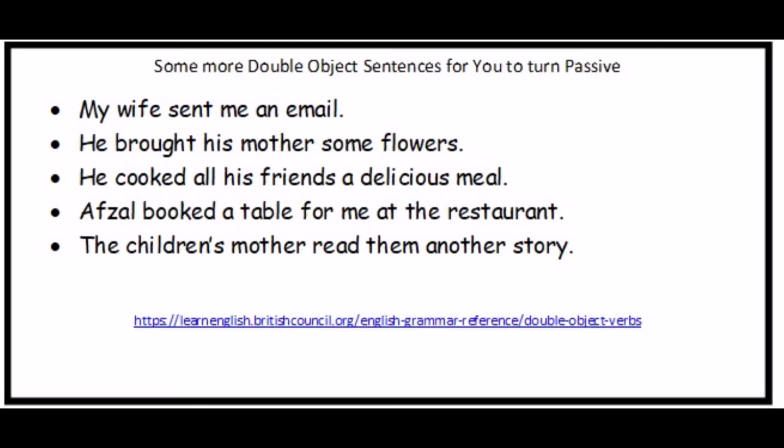He cooked all his friends a delicious meal. Let's try that one. Next. Afzal booked a table for me at the restaurant. You should be able to get two different sentences out of that. And finally, the children's mother read them another story.